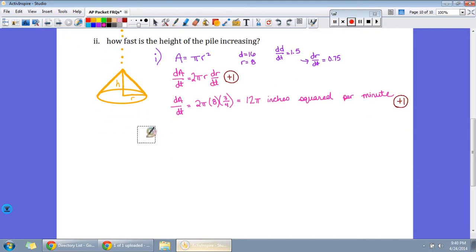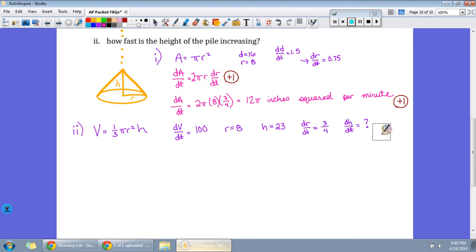For part 2, we're using the volume formula for a cone, and we know that dV/dt is positive 100 because of course the sand is falling onto the cone right now versus emptying. We know that the radius is 8, we know that the height is 23, we know that dr/dt is 3/4, and we don't know what the dh/dt is.